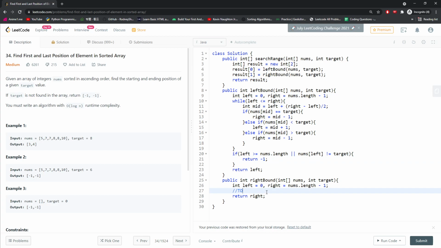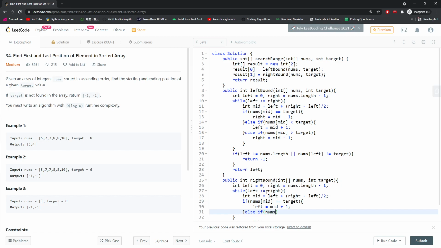So it's exactly going to be the same thing for the right bound. While left is less than or equal to right, the same thing. Mid equals left plus right minus left, sorry, divided by 2. So what happens when nums mid equals the target? Since I'm going to return the right bound, if I find a value, I have to move my left to mid plus 1.